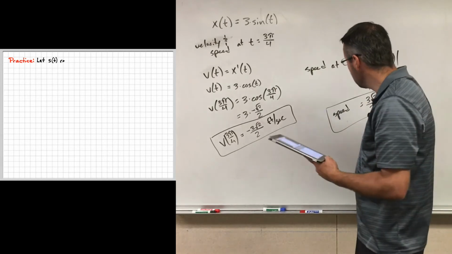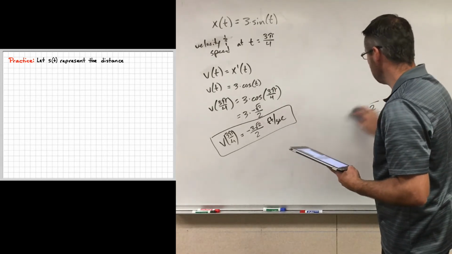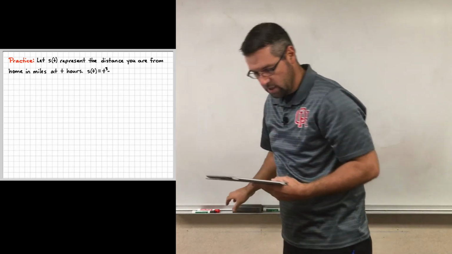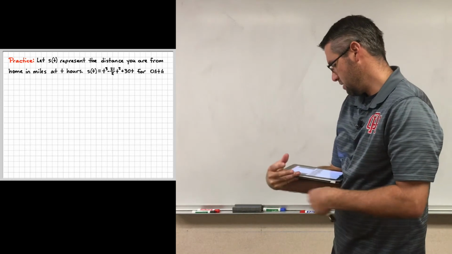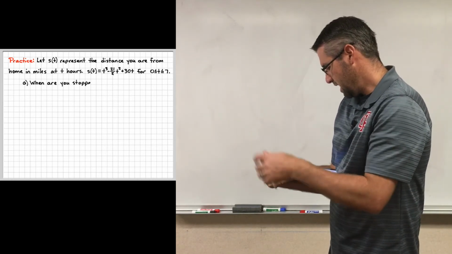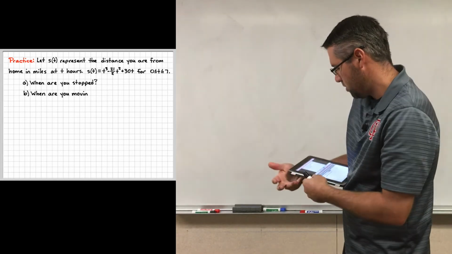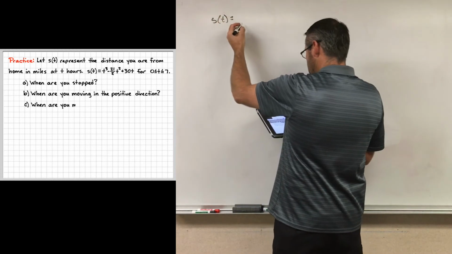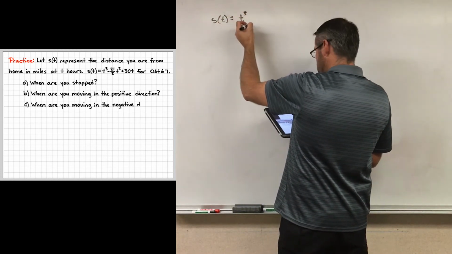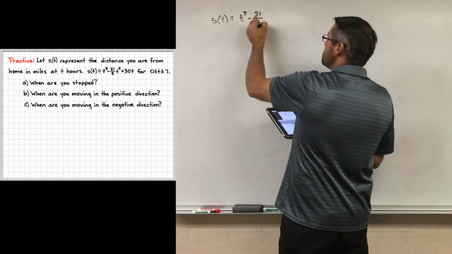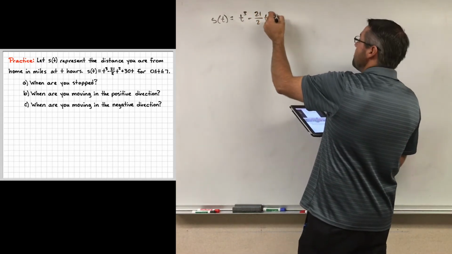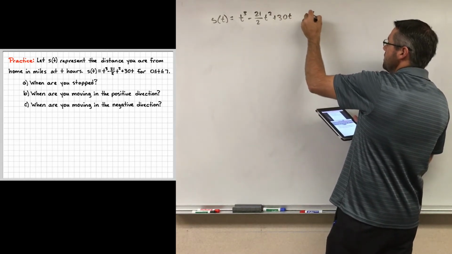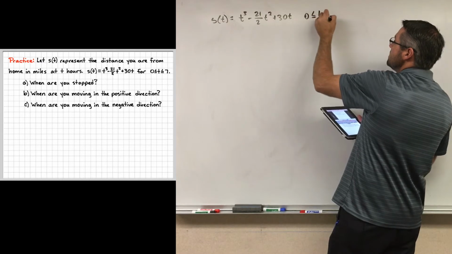We've got a practice problem here. So if you want, you can go ahead and pause it and see what you come up with for this problem, and then push play when you're ready to go on. Here we have S of t, and S of t represents the distance you are from home. In other words, it's your position. So S of t is the position, and it gives us a polynomial expression, t cubed minus 21 over 2 t squared plus 30t. Okay, and it gives us an interval or a domain from 0 to 7.